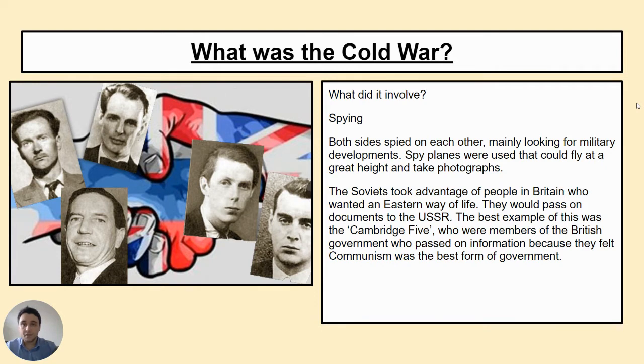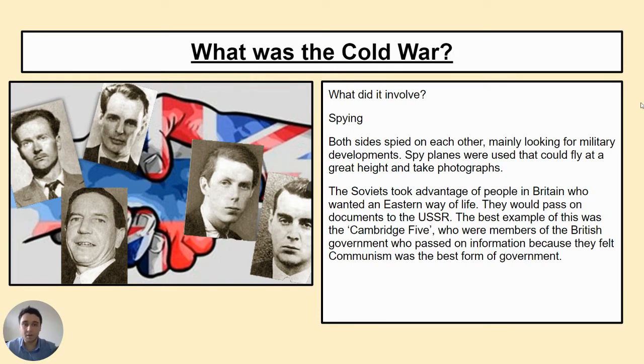Now, the Soviets had better spies, I would argue. The American spies would just use middle-aged males normally, whereas the Soviets would use any type of person, including women, for spying. Now, the Soviets took advantage of people in Britain who wanted an Eastern way of life. Not everyone in Britain wanted to have a capitalist way of life. There were people who felt the communist way was better and it was fairer, especially after the war. So there were people who passed on documents to the USSR in the British government.